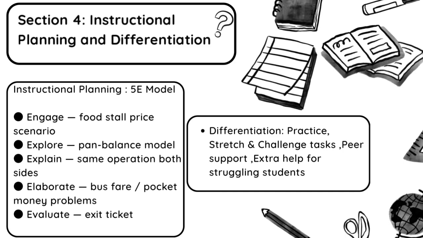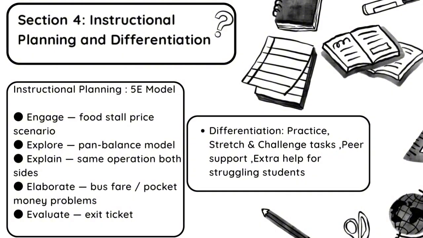Okay, the second is explore. Students partner up to model the problem with a simple drawing of a pan balance and counters and to solve it physically before we tell them the method. Okay, the third one is explain. We bring the class together and link the students' findings to the earlier idea of doing the same operation to both sides and introduce the algebraic notation, which is x plus 5 equals 12 to x equals 12 minus 5.